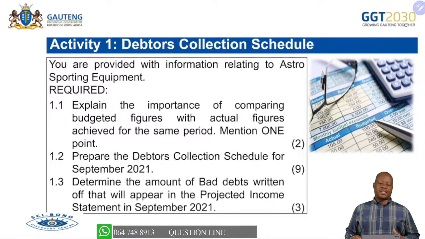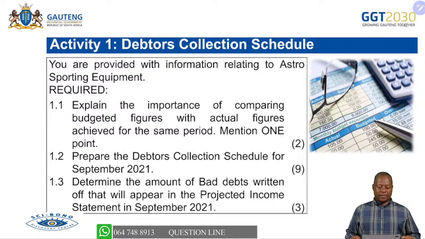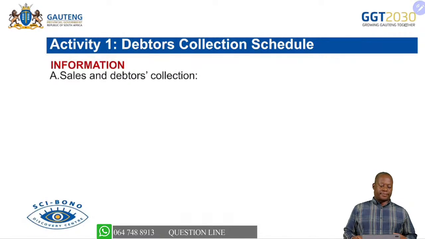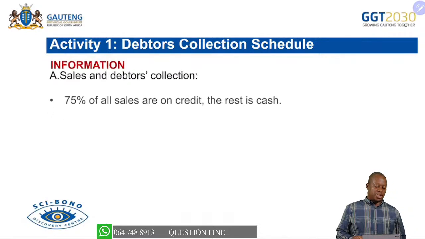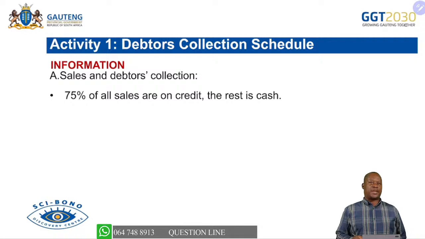The second question says, prepare the debtors collection schedule for September 2021. And then lastly, determine the amount of bad debts written off that will appear in the projected income statement in September 2021. Now, the information that is given to us is as follows. It says something to do with sales and debtors collections.